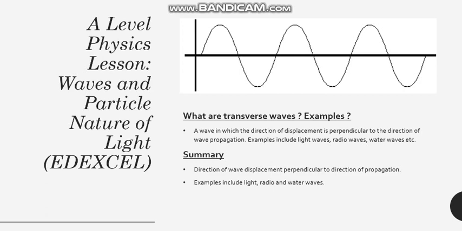The image above is basically a picture of a sine wave. So as we can see, the sine wave propagates from left to right, and the direction of wave displacement is perpendicular to the direction of wave propagation, which is why we have these peaks and these drops at certain points along the graph. So to summarize this, the direction of wave displacement is perpendicular to the direction of wave propagation for transverse waves, and examples of transverse waves include light, radio, and water waves.